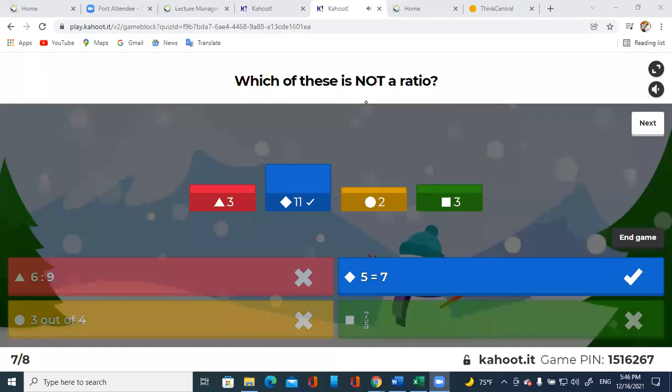Oh, there are 8 students wrong. How could you choose the red one? I said is not a ratio. Is this not a ratio? Can you see the columns? This is one of the ways of writing a ratio. 3 out of 4, that means 3 out of 4 as a fraction. 7 over 5 as a fraction. But is this a ratio? Of course not. Big tricky, I think.